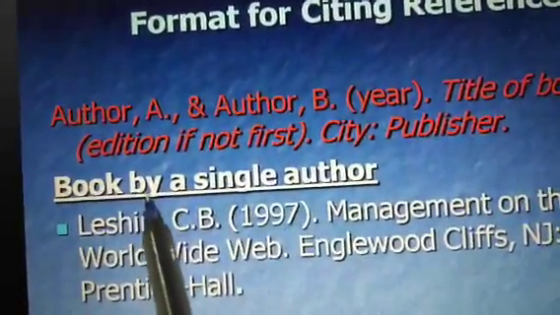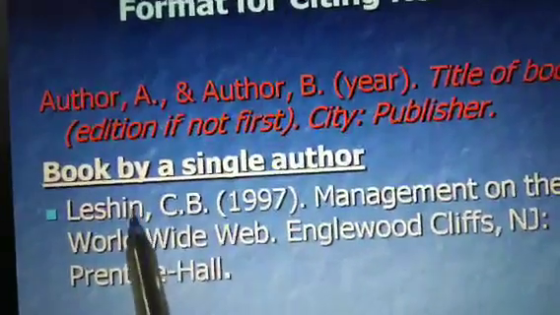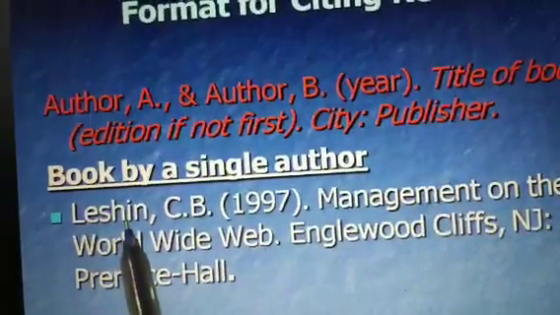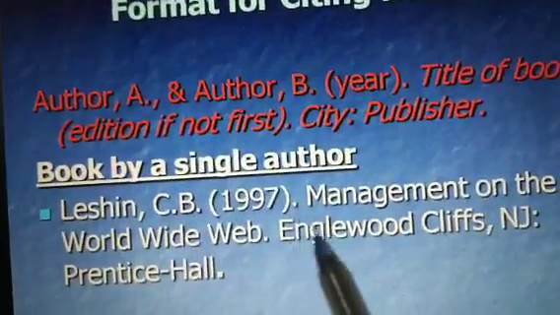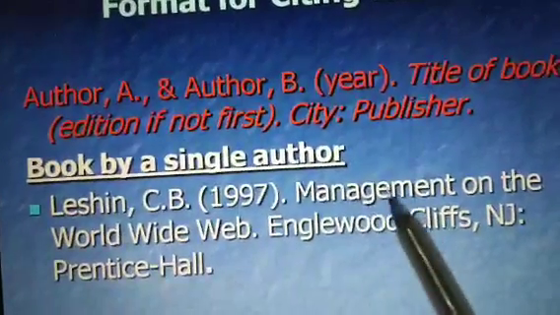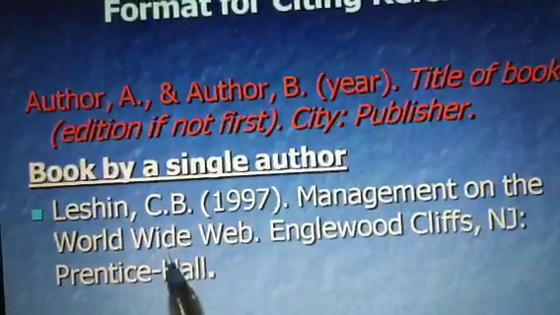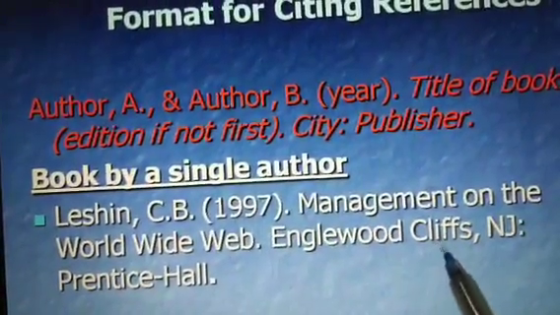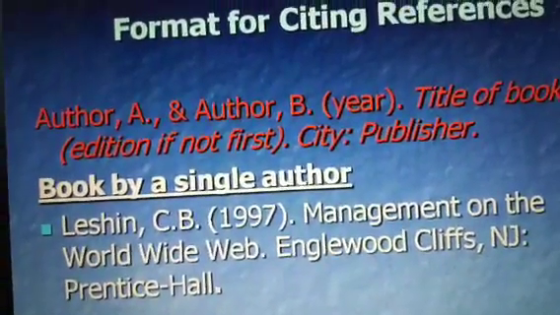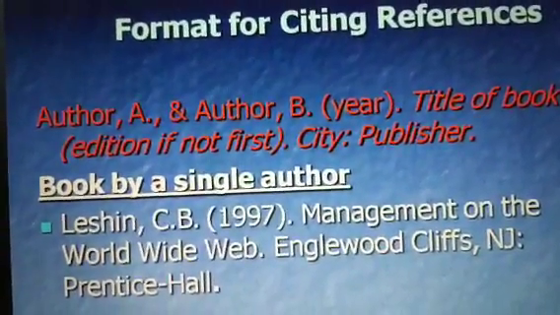And if there is only a single author, you can write like this, for example: Latin CB, year of publication 1997, name of the book, Management of the World Wide Web, Englewood Cliffs Publications, Prentice Hall Publishers. So these are all the formats.